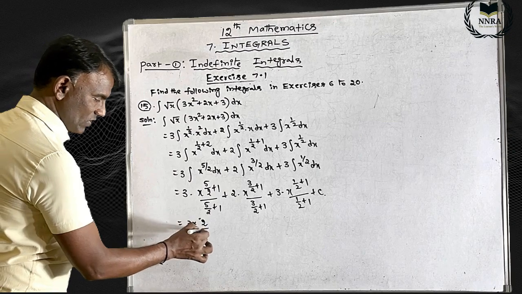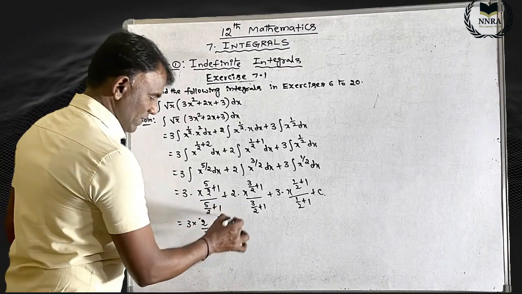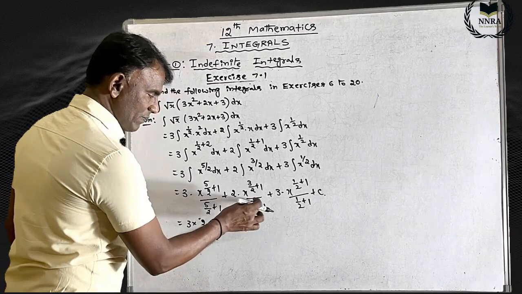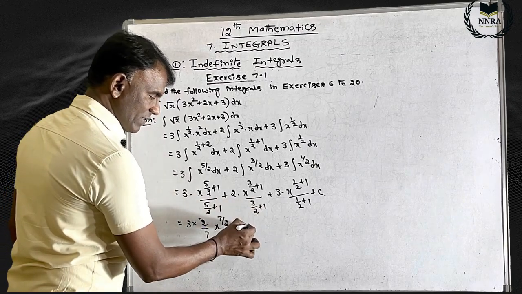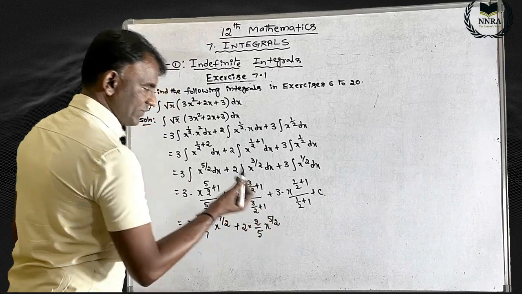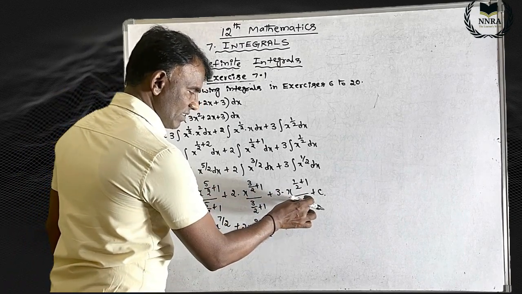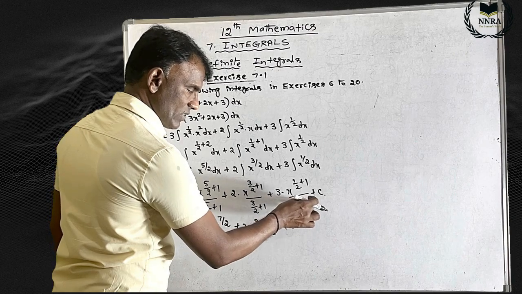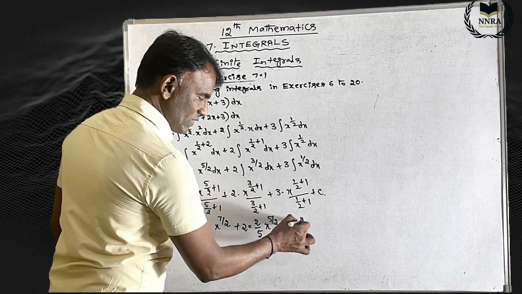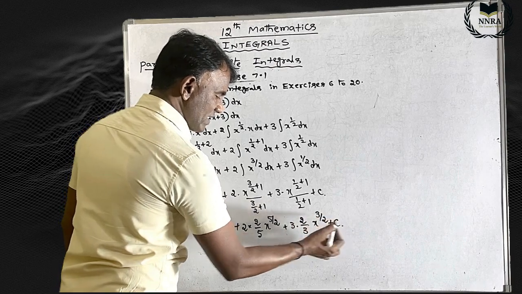So 3 into 2 by 7, it is x power 7 by 2. And plus 2 into 3 plus 2 by 2, 5 by 2. 1 by 5 by 2 can be written as 2 by 5, and it is x power 5 by 2. And again here 3 into, so 3 by 2, right? 1 plus 2 by 2, 3 by 2. 1 by 3 by 2 can be written as 2 by 3. So it is x power 3 by 2, then constant c.